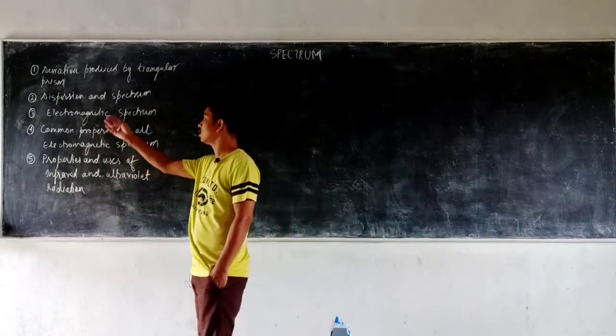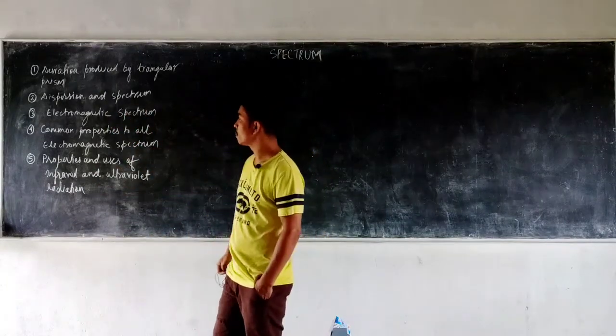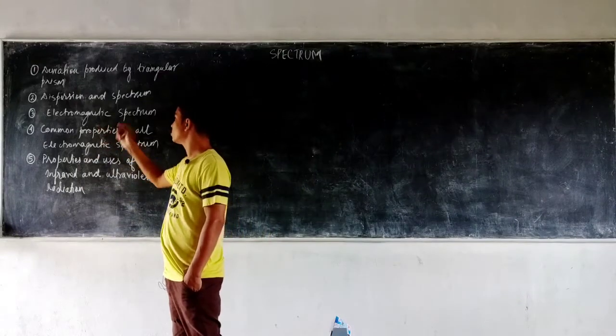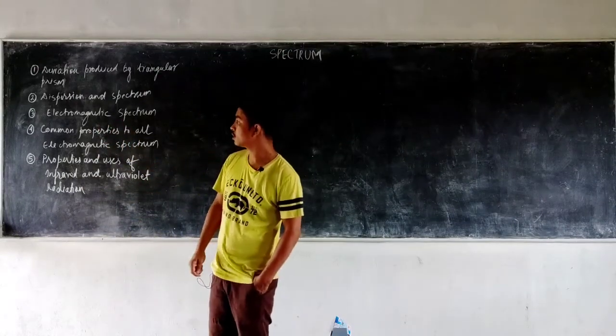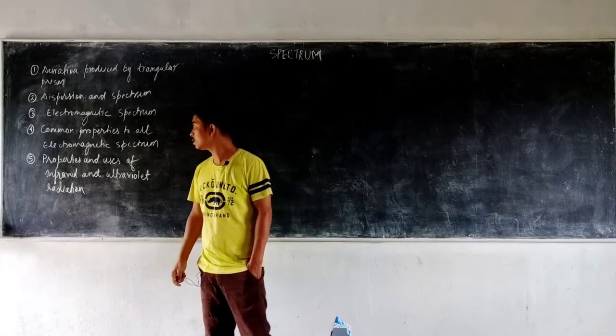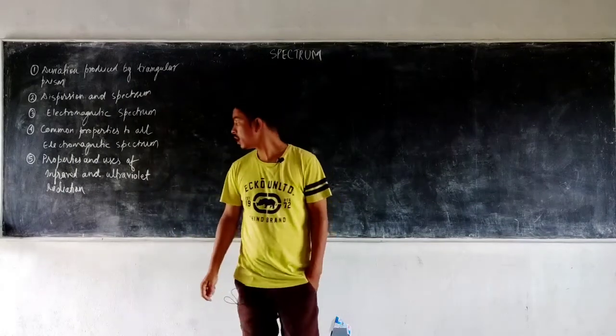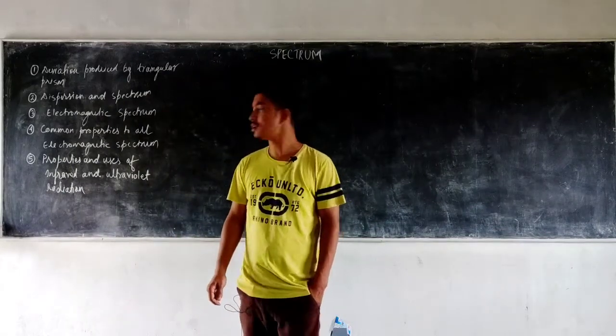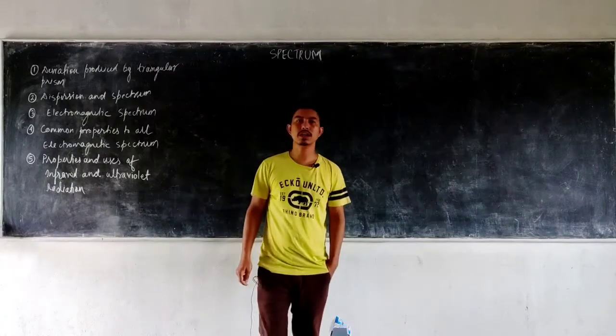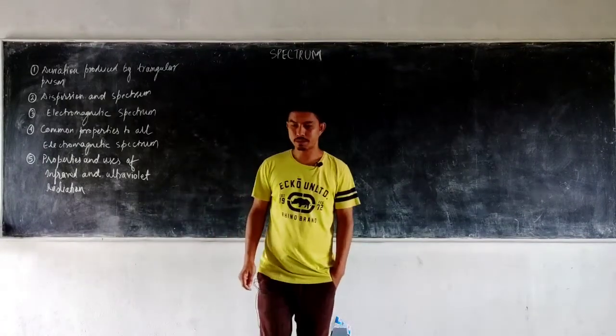The second, you will learn what is dispersion and spectrum. The third, we will learn about the electromagnetic spectrum. The fourth, we will learn the common properties to all the electromagnetic spectrum, and finally, we will learn the properties and uses of the infrared and ultraviolet radiation.